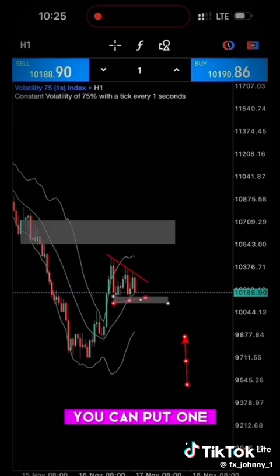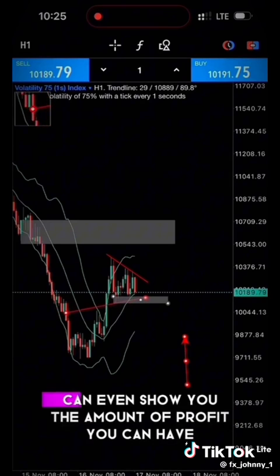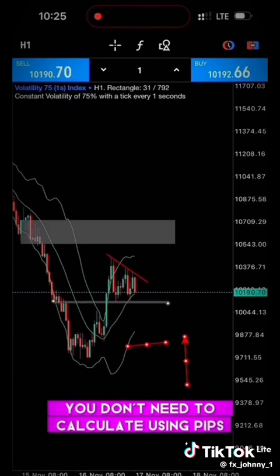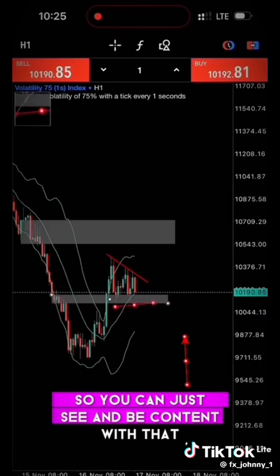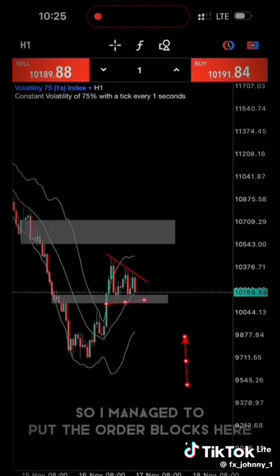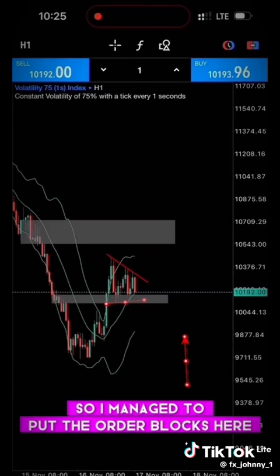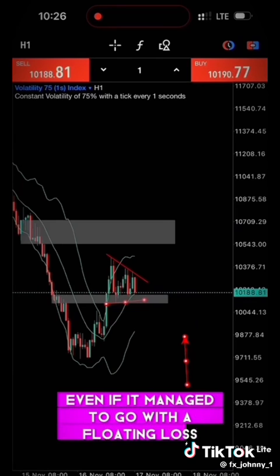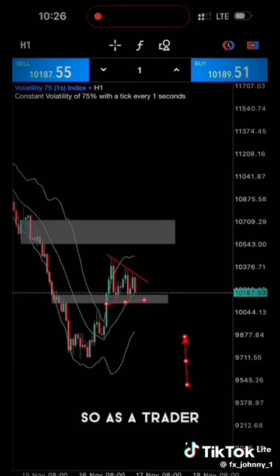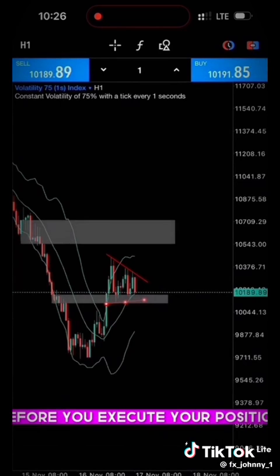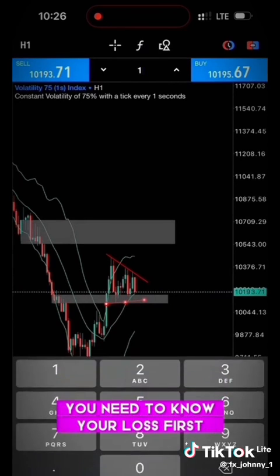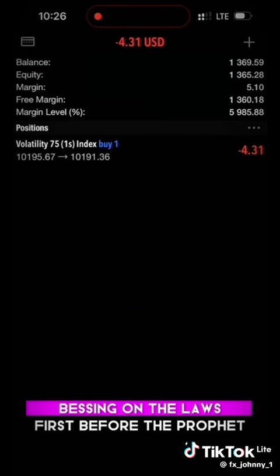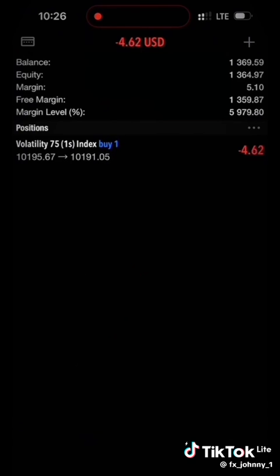You can put one. The TP nowadays can even show you the amount of profit you can have. You don't need to calculate using pips, so you can just see and be content with that. I managed to put the order blocks here so that even if it goes into a floating loss, I will not suffer that much. As a trader, before you execute your position, you need to know your loss first before you know your profit. You need to trade basing on the loss first before the profit.